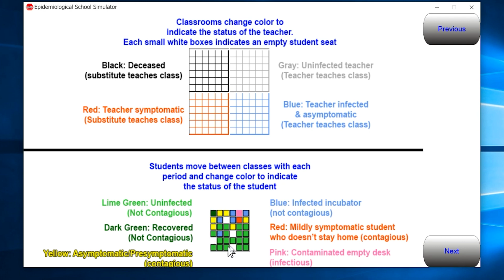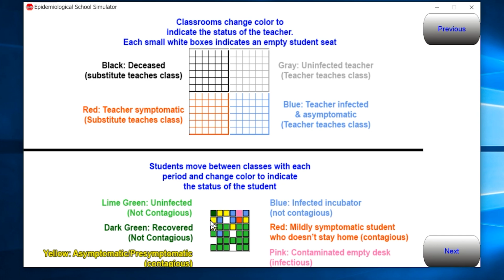Students are indicated by small colored squares. Students all start off with a lime green color, which indicates that they are not contagious and unaffected by the disease. The simulation is seeded with a single asymptomatic student. The student does not know that they are sick, comes to school, and starts spreading the disease. When a student becomes infected, they will turn blue. This indicates that they are incubating and not yet contagious.